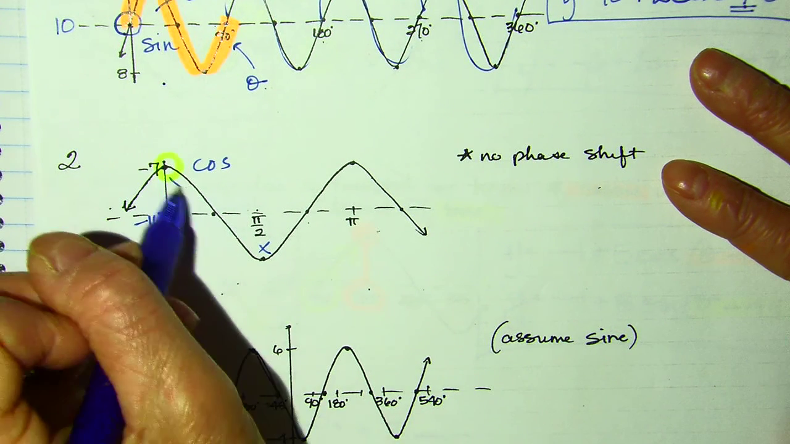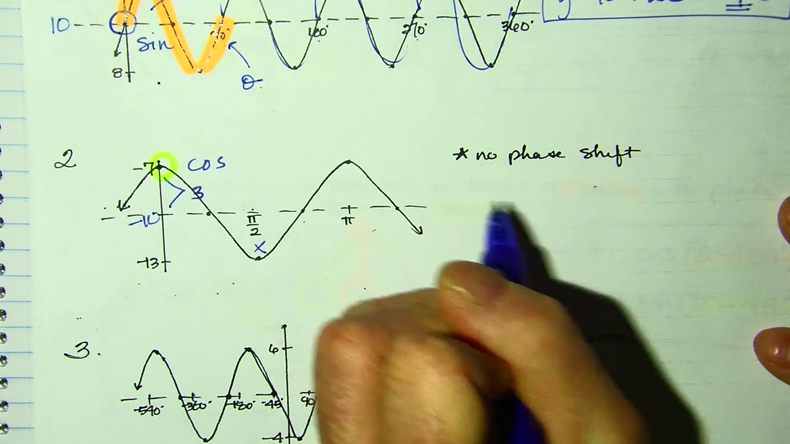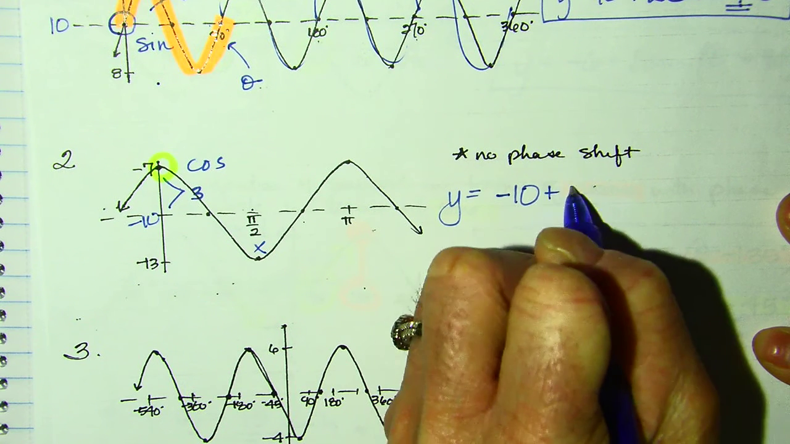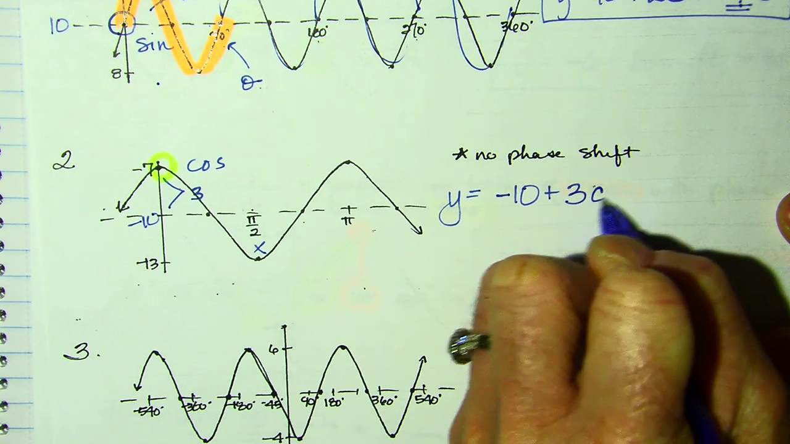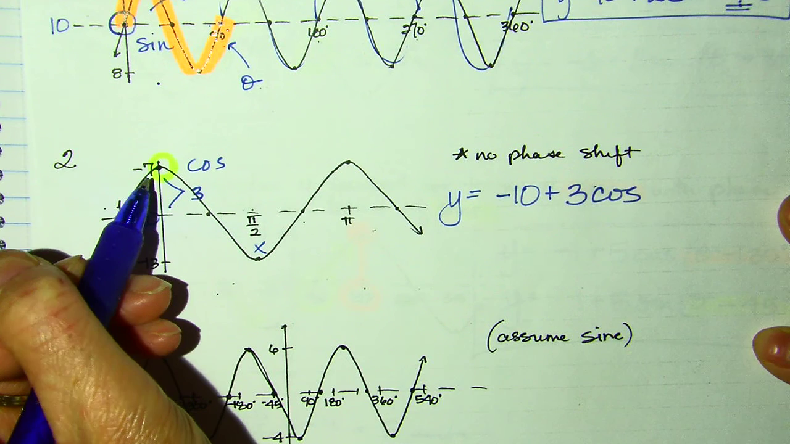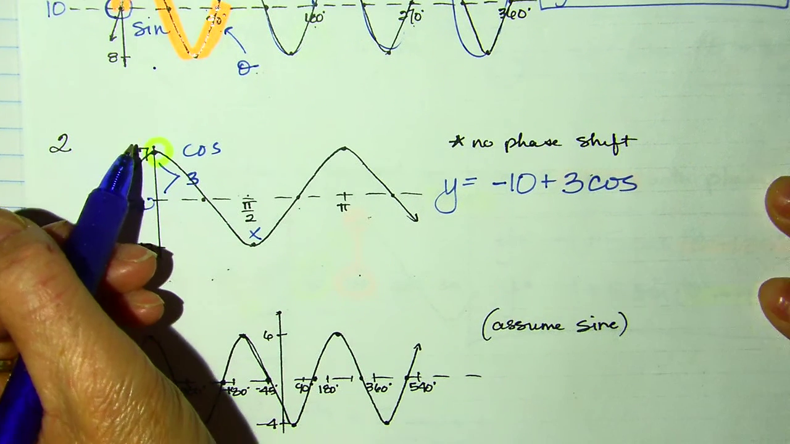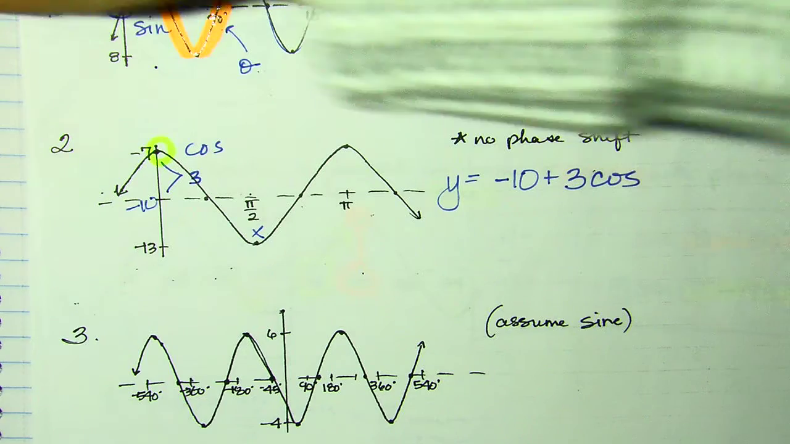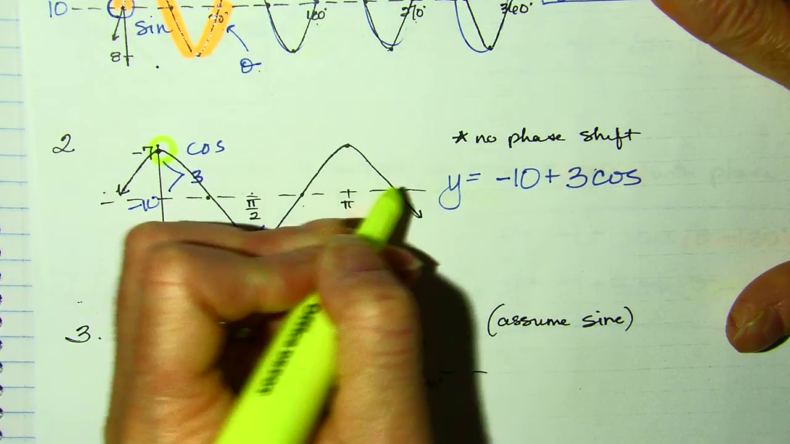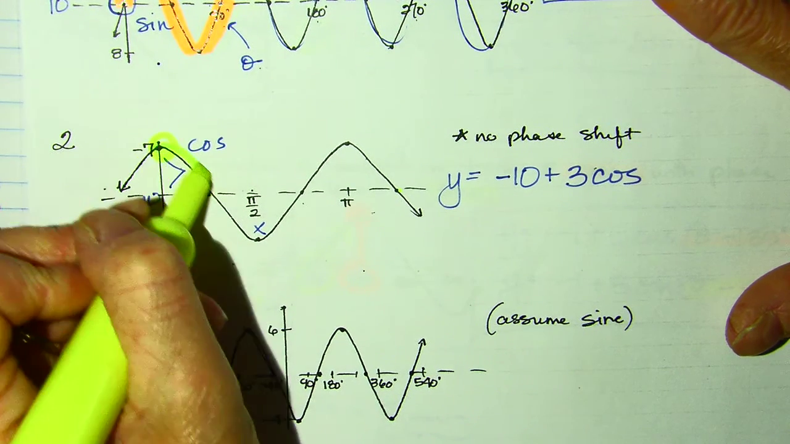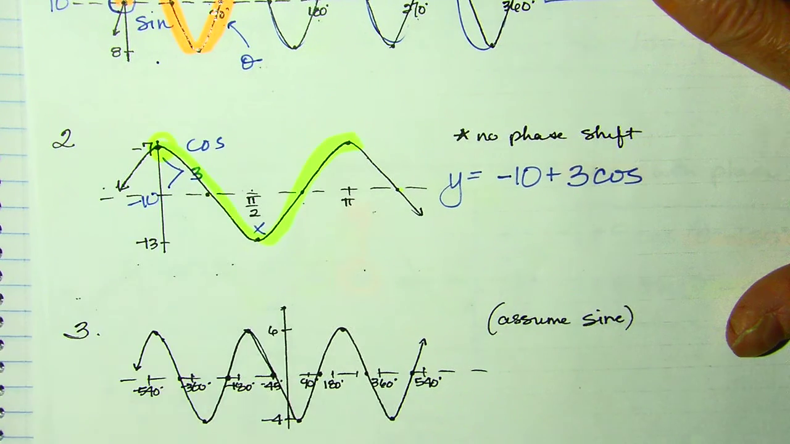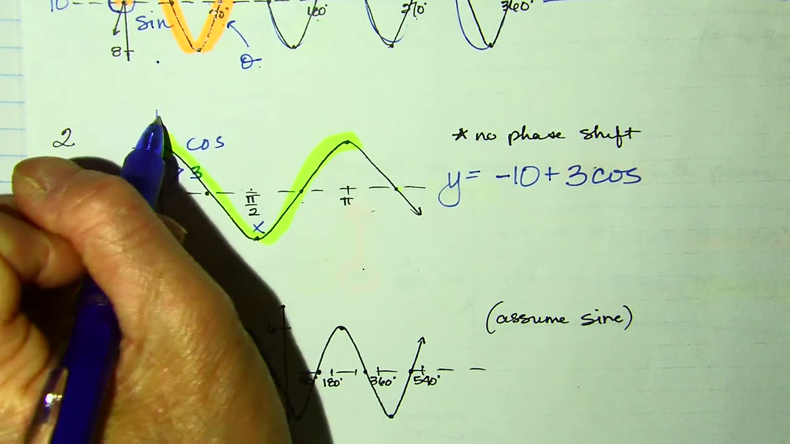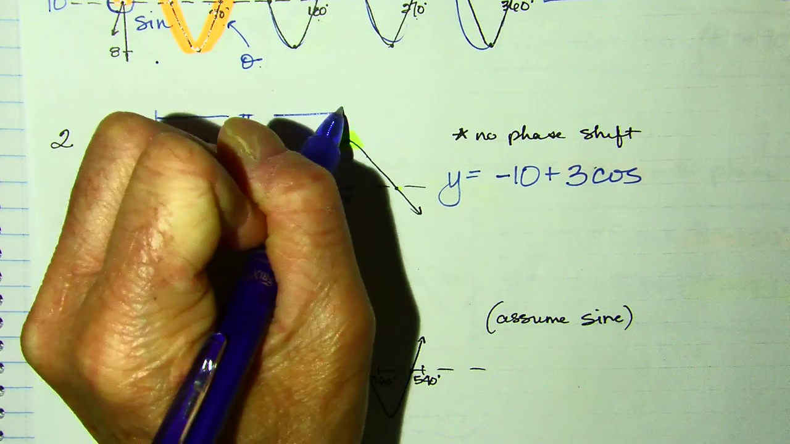And my amplitude is 3. So y equals, I know my center line is at -10. I have an amplitude of 3. I know this is cosine based on where that peak is located. Now I'm going to calculate my period. For cosine, you can go from center line to center line, but I'm going to go from peak to peak, and I notice that that occurs in pi radians.